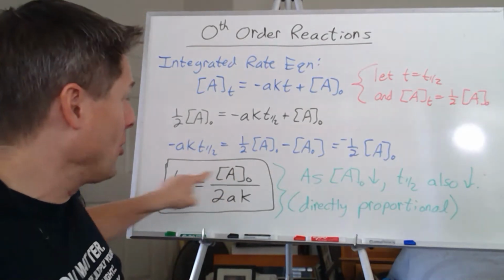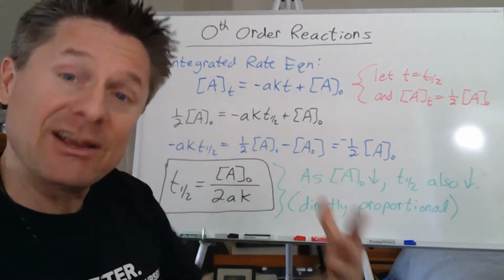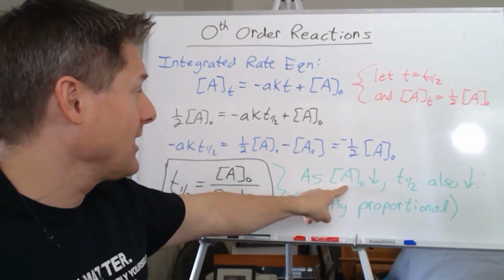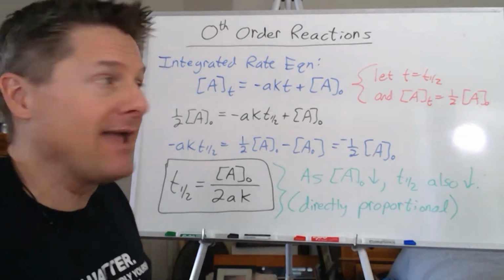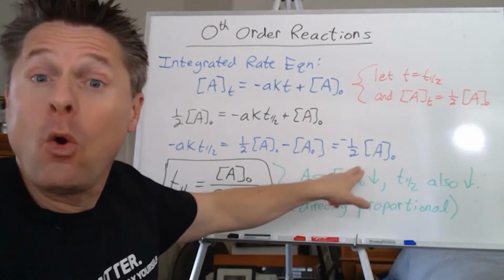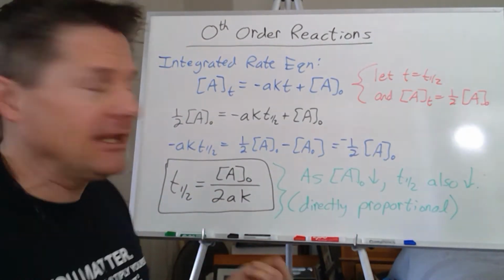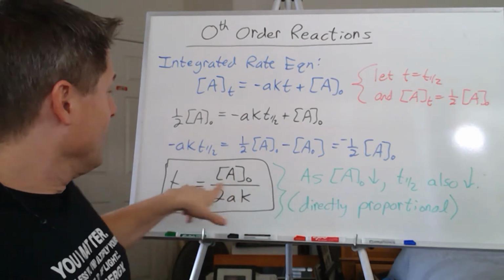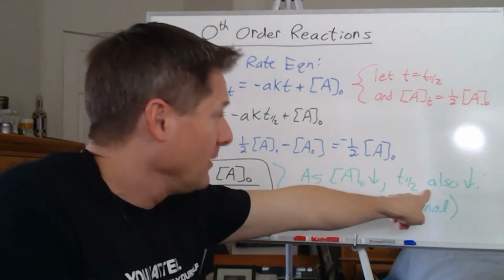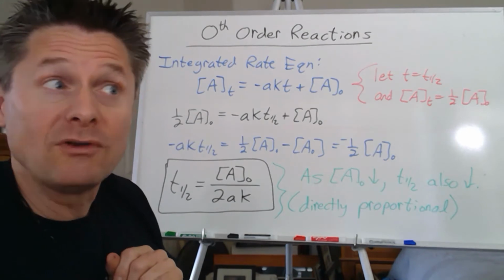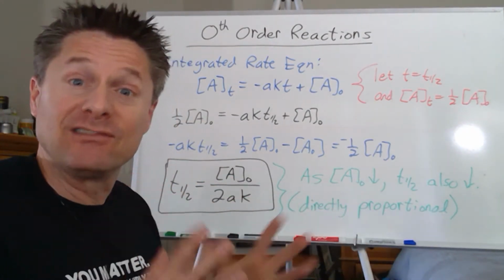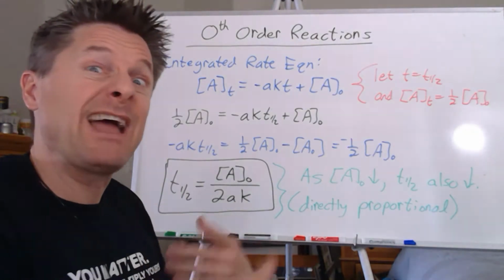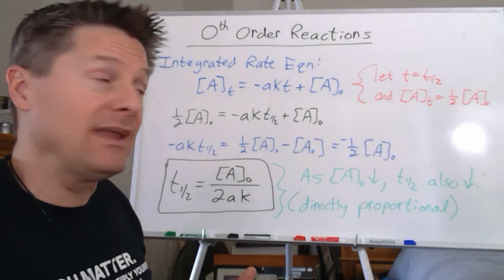They're directly proportional. So as a reaction progresses and the initial concentration's going down, remember the graphs, it's dropping, because the reactant's going away. So as that goes down, the half-life will also go down. So what that means, as a reaction's progressing, the half-life is decreasing, which means it's kind of speeding up a little bit. Oh, interesting, right?